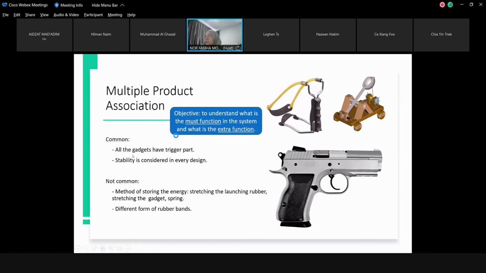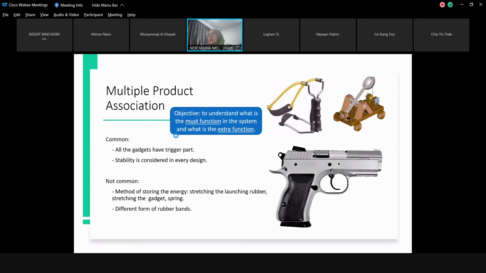For example, all the gadgets have a trigger part. In all the products, stability is considered in every design. What is not common? The method of storing the energy. Some use the stretching of the launching rubber, some use stretching the gadget, and some use a spring. And also, what is not common? Different forms of rubber bands. So there are many, you can list them down.